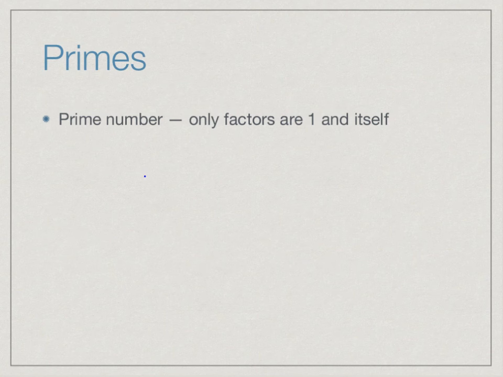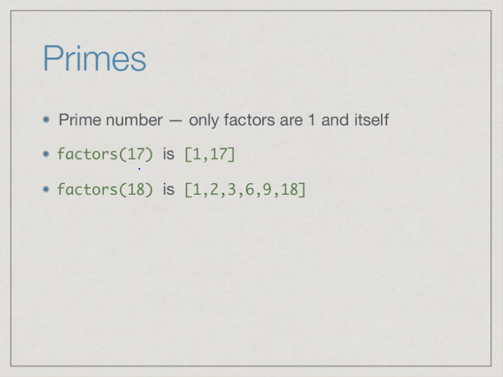A prime number is one which is divisible by no other number other than 1 and itself. In other words, the only factors of n should be 1 and n if n is a prime. So 17, for example, which is a prime number, has only two factors, 1 and 17. Whereas 18, which is not a prime, has many more factors. It is also 2 times 9 and 3 times 6. So the list of factors of 18 is a longer list than just 1, 18.